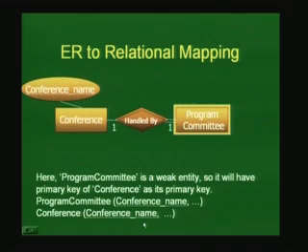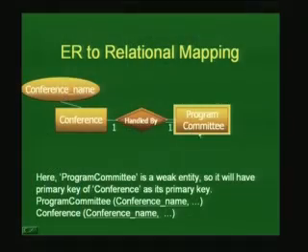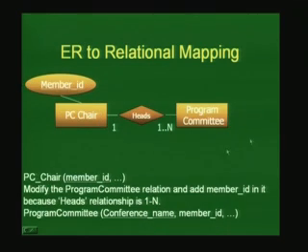Because let us look back here. Program committee is a weak entity type, and its existence is defined by the conference. And what is a primary key? A primary key usually is a key attribute which defines the existence of a particular tuple in a table. So it's the conference name which defines the existence of the program committee. Therefore, while we add member ID to the program committee table, it is sufficient if we just keep conference name as the key for this program committee table.